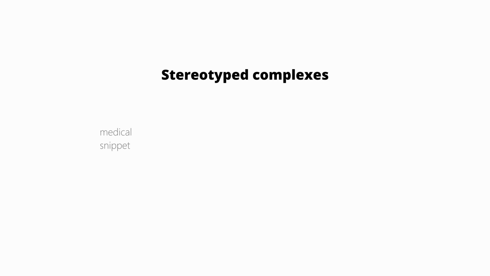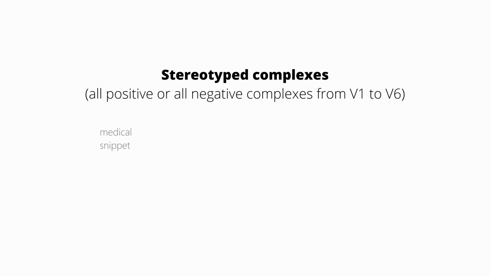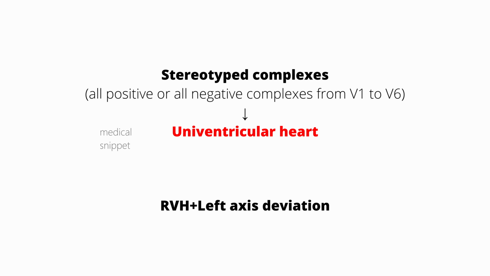Lastly, if there are all positive or all negative complexes from V1 to V6, it is called stereotype complexes. When it is present, it denotes univentricular heart. Or when there is right ventricular hypertrophy with left axis deviation, or left ventricular hypertrophy with right axis deviation, then also it denotes univentricular heart.